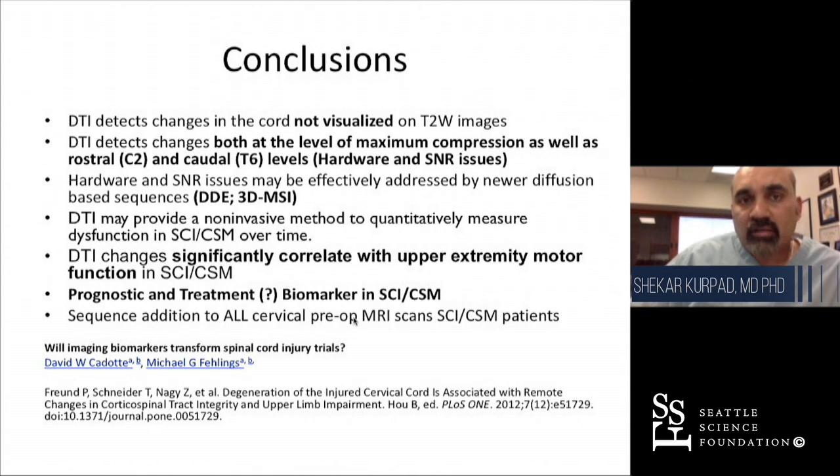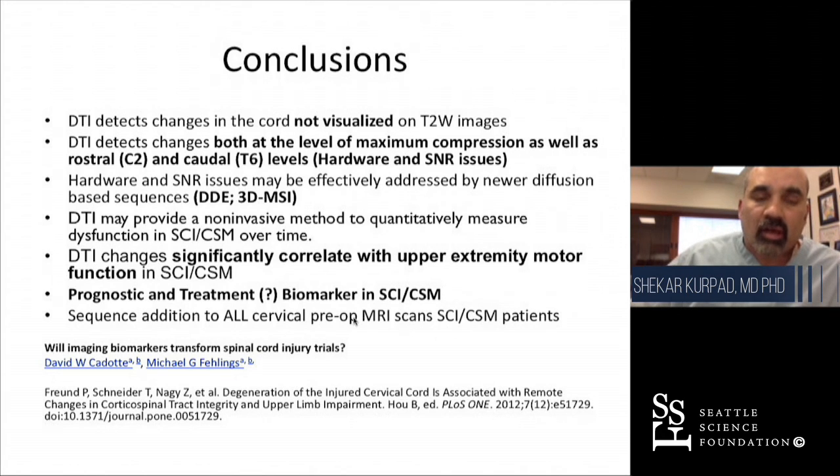Basically, hardware and signal-to-noise ratio issues can be effectively addressed by newer diffusion-based sequences. I've shared with you one example, and that diffusion changes significantly correlate with upper extremity motor function as well as sensory function, and therefore, for all these reasons, might be a prognostic and treatment biomarker for spinal cord injury patients and also cervical myelopathy patients.